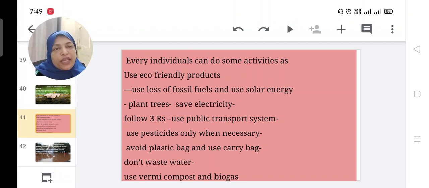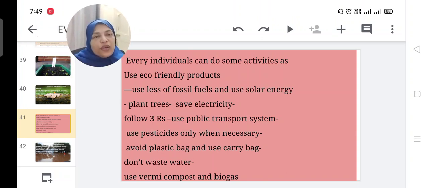Okay, so today we discussed radioactive pollution, its causes and impact, and solid waste management, its methods and the duties of the individual to control solid waste. Okay, thank you.